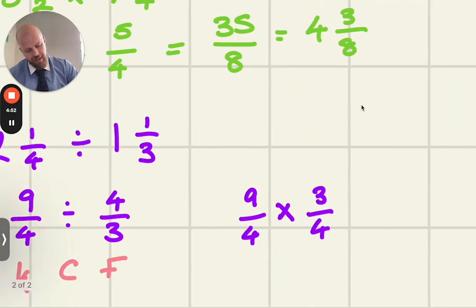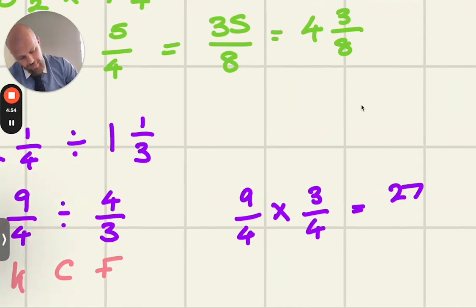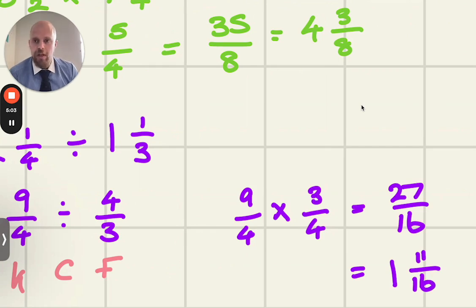My final answer is 27 over 16, or if I want to write it as a mixed number, I get 1 and 11/16. So that's how you multiply and divide fractions.